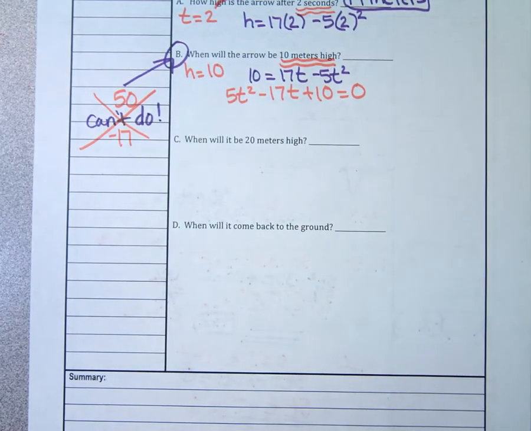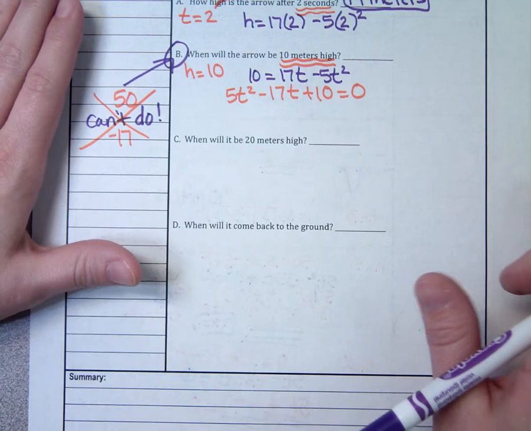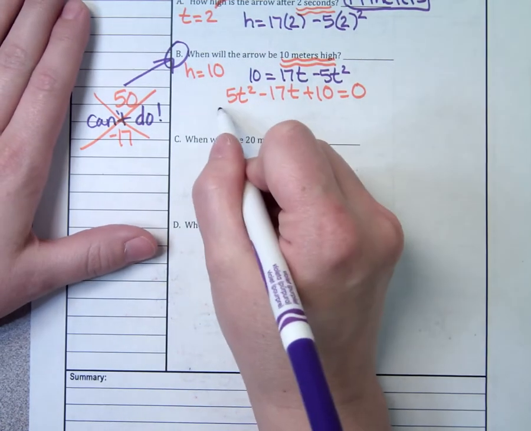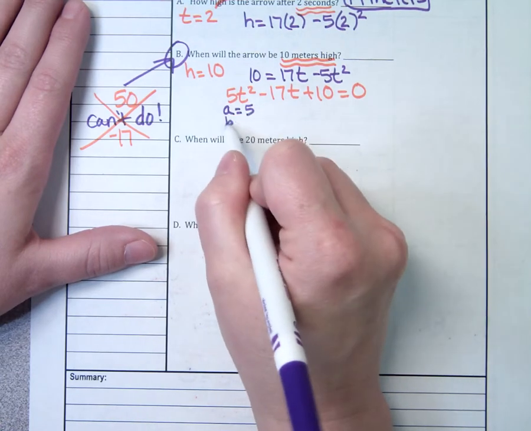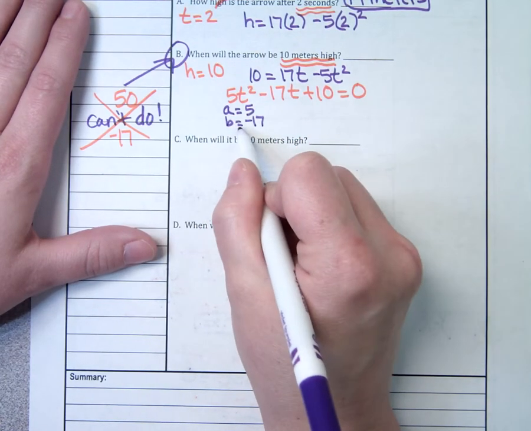All right, so since you can't factor it, what can I do? Quadratic formula. All right, here we go. What's the A? 5. What's the B? Negative 17. And what's the C?